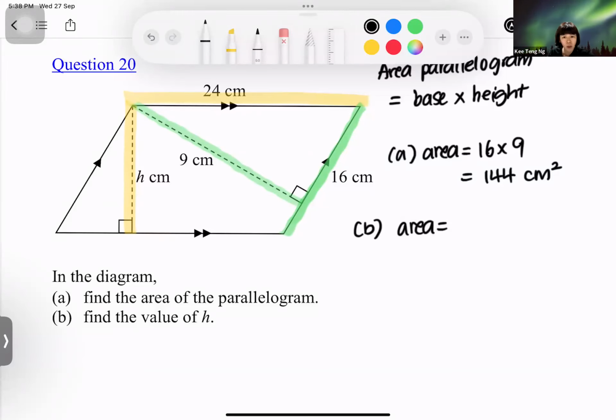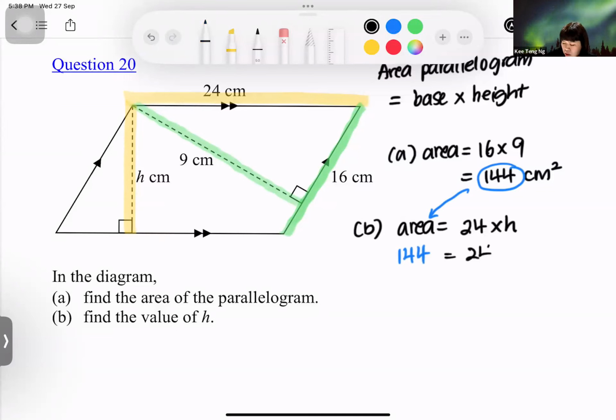Okay. Then now, what should I use? Should I use the yellow or should I use the green? I already used the green, right? So I'm going to use the yellow one. Base times height. Right, base is 24. The height is H. But my area is now 144. I replace it by 144.